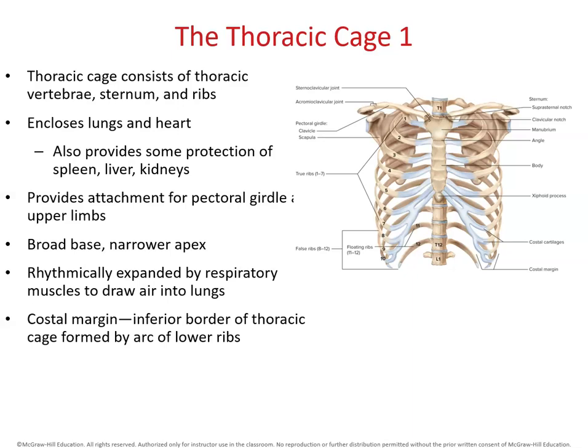The thoracic cage also is the place where the pectoral girdle attaches. Okay, so we have the scapula up here, and the scapula and the clavicles, they are the place where your humerus and your shoulders are going to attach. Your ribs have the ability to expand and contract, and this allows your lungs to expand as you breathe.